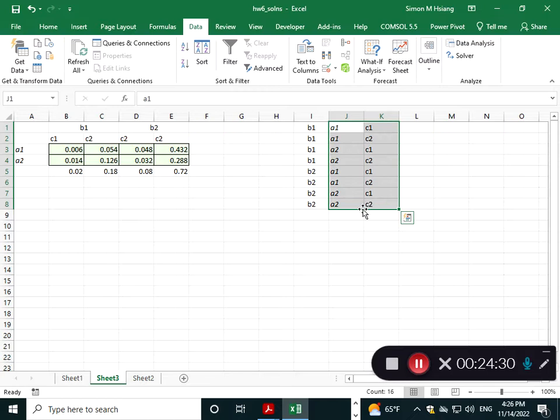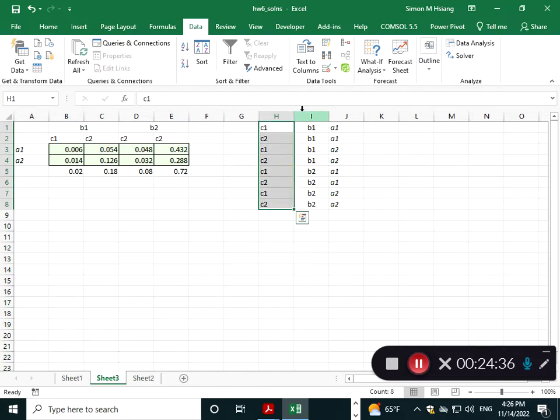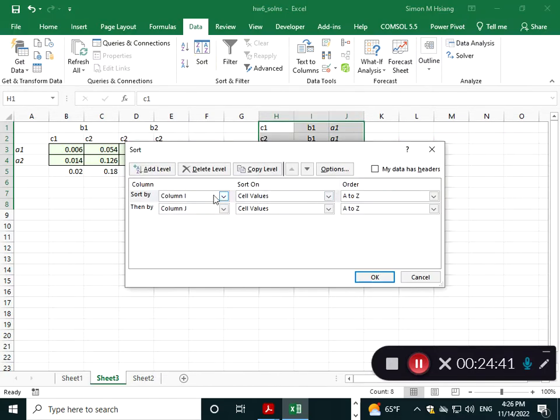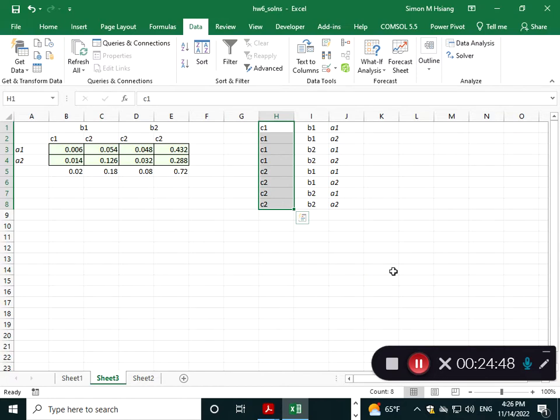Can I do it this way? Let C go first and then sort by column H and then by column I. Does it matter which one is first, which one is second? It doesn't really matter in experimental design, right?